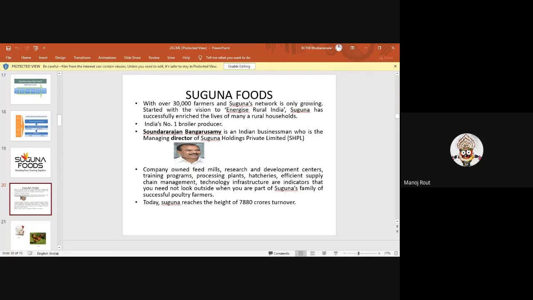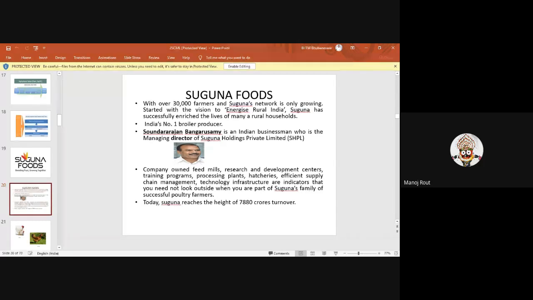The Indian number one broiler producer, that is the breed produced by Suguna itself, and the founder Soundararajan Bangaraswamy is the Indian businessman who is the managing director of Suguna Holding Private Limited. The company owns feed mills, a research and development center, training programs, processing plants, hatcheries, and efficient supply chain management. This is the most important thing. And technology infrastructure are indicators that you need not look outside when you are part of the Suguna family.